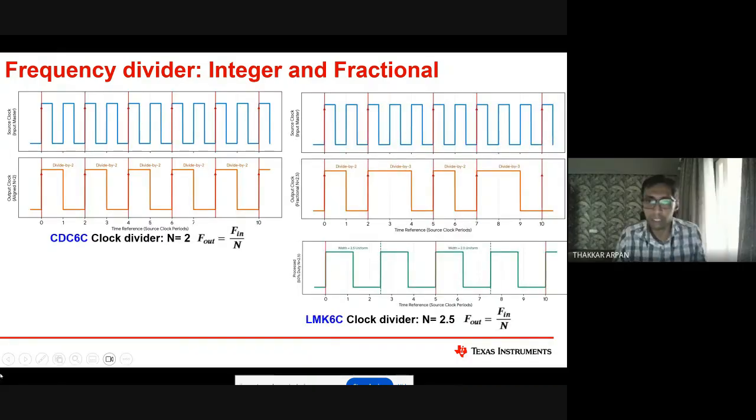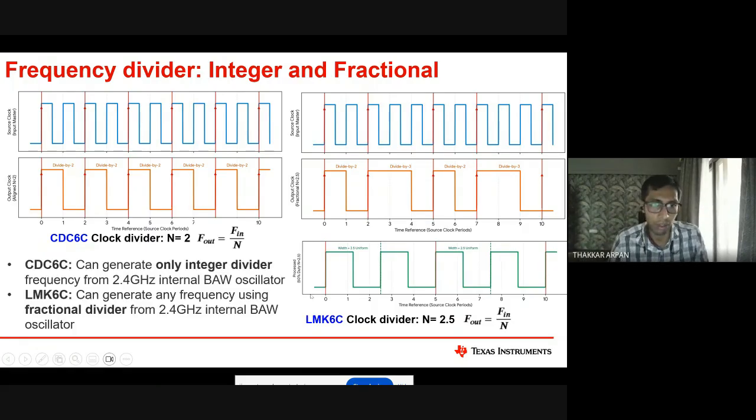Okay, so this is how we do the clock division. So this is n equals 2.5, so you get 50% duty cycle. This part can only do the integer division, the other part can do the fractional clock division. Okay.